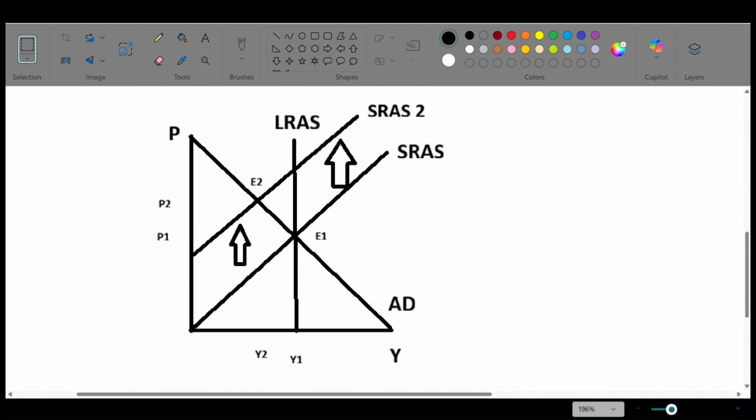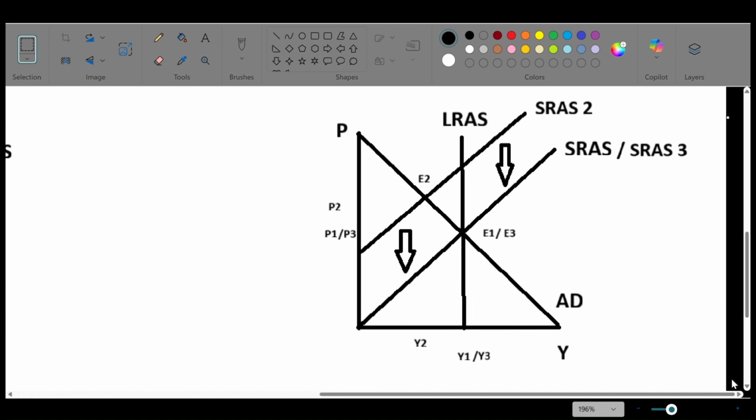Because the shock is temporary, the economy will adjust back to its long-run equilibrium, shown here. Over time, firms and workers revise their expectations of costs and price level. Wages, input costs, and price expectations adjust. This causes SRAS to gradually shift back towards its original position, from SRAS2 down to SRAS3, shown by these arrows. The effect is that SRAS shifts downwards and rightwards back on top of SRAS1.